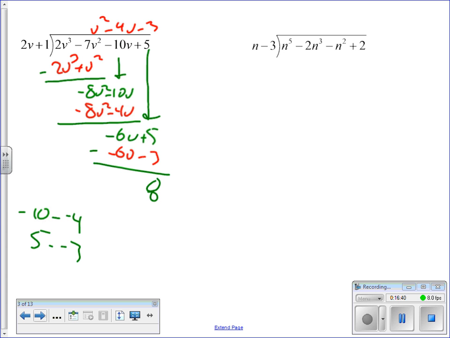Once again, this is where you're going to screw up every single time. I guarantee it. And if you do it on the first one, what happens after that? They're all wrong after that first step. You absolutely must be careful when you're doing this part of it. This is where almost all the screw-ups come from. Okay, so my final answer would be v squared minus 4v minus 3 with a remainder of 8.